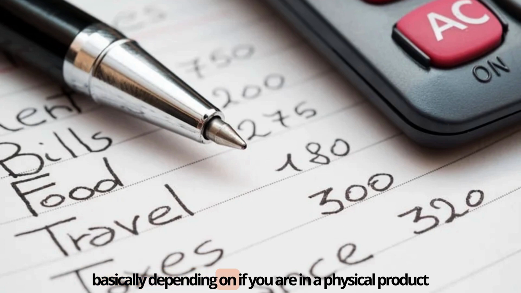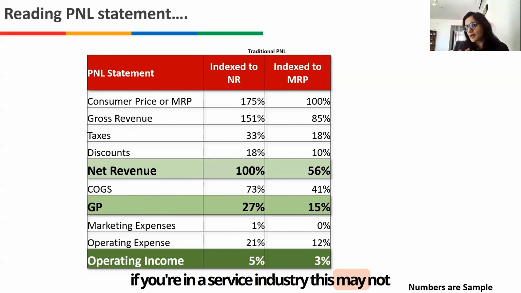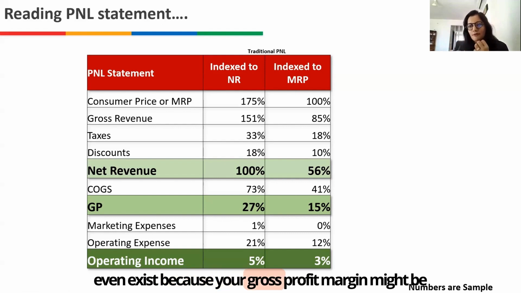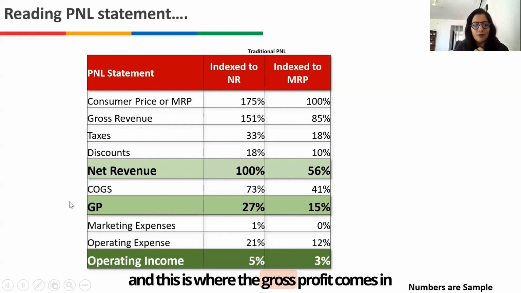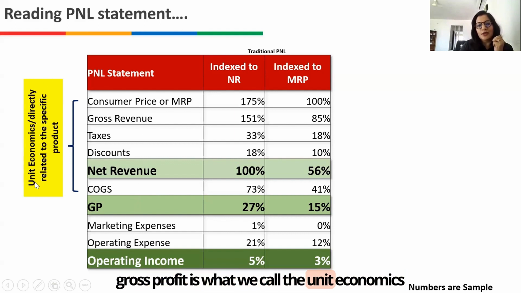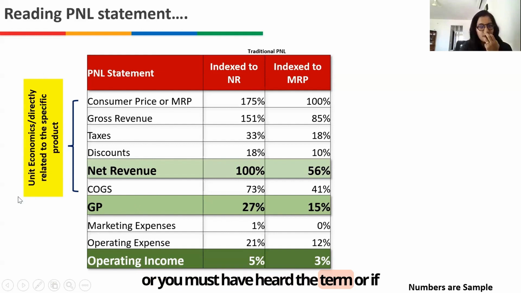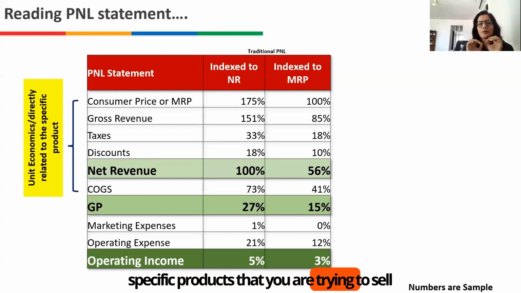Depending on whether you are in a physical product industry, this will be a higher percentage. If you're in a service industry, this may not even exist because your gross profit margin would be pretty much in line with your revenues. And this is where the gross profit comes in. Everything from the consumer price down to the gross profit is what we call the unit economics. The gross profit is directly related to the specific products that you are trying to sell.